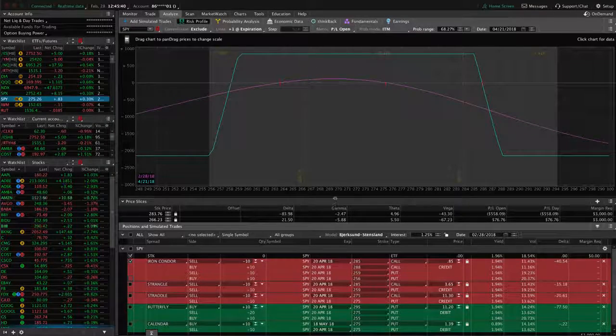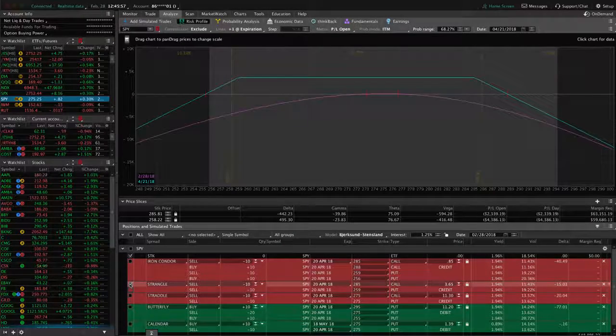So if we click on this here, you can see we'll need to reset our slices to the break-even point to get that probability of profit. But the way that you can think of an iron condor is you can think of it as a strangle, but with defined risk. Okay, so I'm going to click back on the strangle to give you an idea.